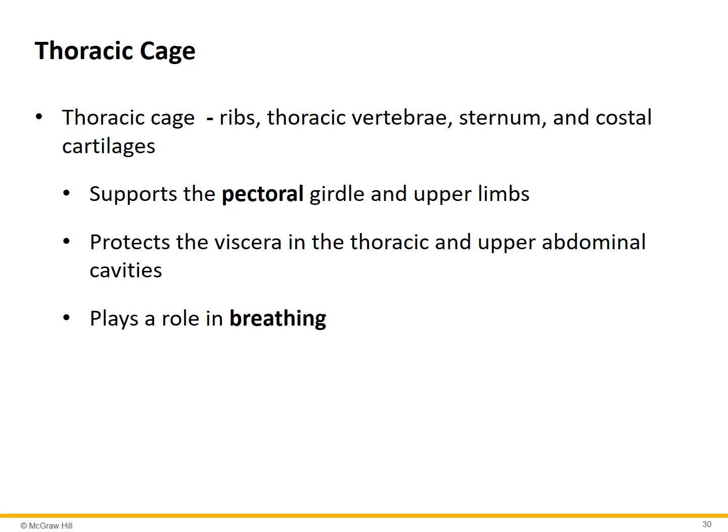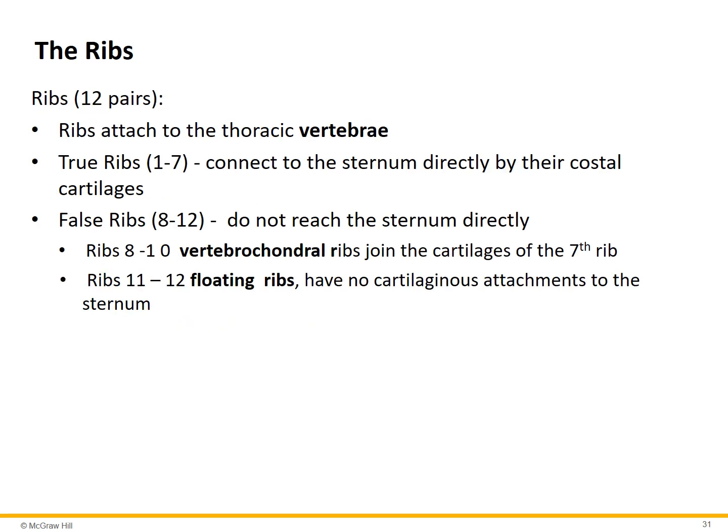Also, your upper abdominal cavity. The lower part of the thoracic cage helps protect the most superior part of your kidneys. And the thoracic cage also plays a role in breathing. If you take a really deep breath, right, your ribs are going to kind of swing down and then upward to expand the volume of your thoracic cavity and along that your ribs.